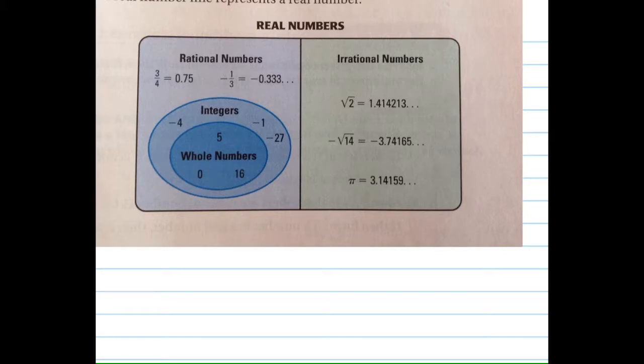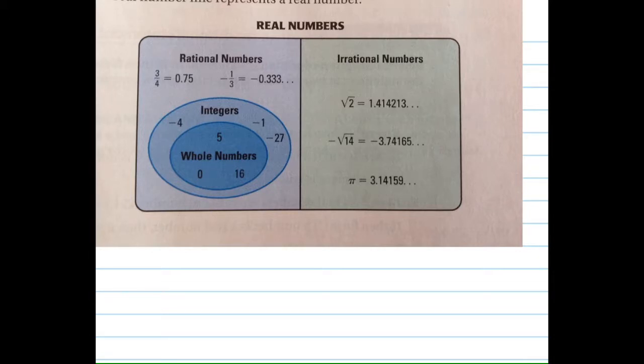So we're going to look at real numbers. And we can break real numbers into two different categories. Rational numbers and irrational numbers. Rational numbers are any number that you can express as the ratio of two integers. Now, an integer is a whole number, or a negative whole number. And so a rational number is a ratio, or can be written as a ratio of two integers.